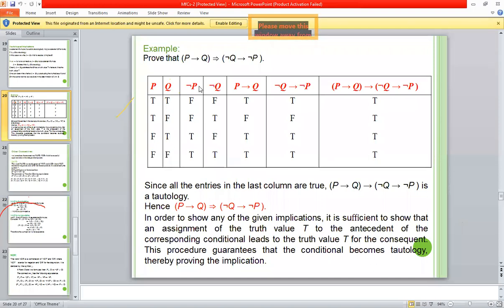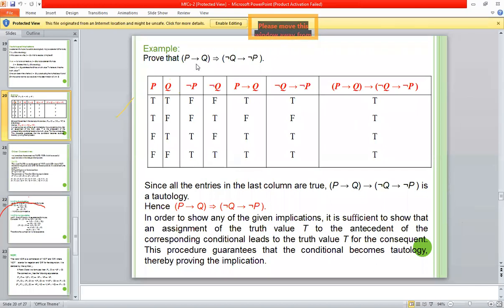So negation P having truth values opposite to P. When P is true, negation P is false. When P is false, negation P is true. So the truth values of negation P are false, false, true, true. Like that, negation Q having truth values false, true, false, true.